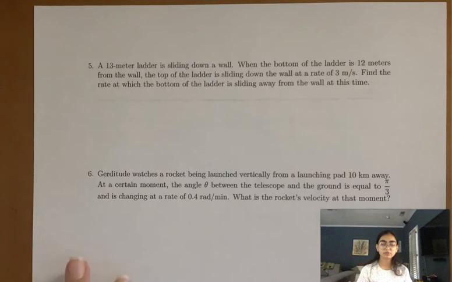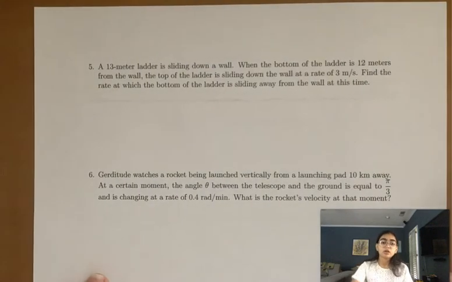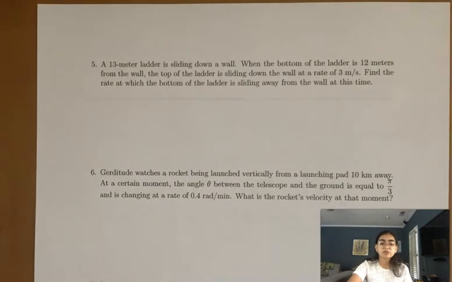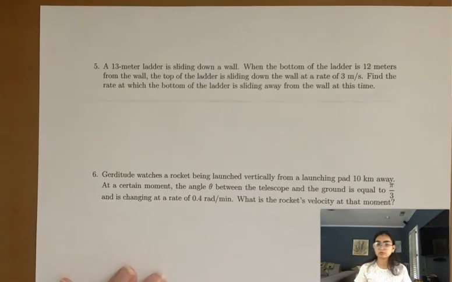So number 5 is a little bit trickier. It's not as straightforward as the other ones. In this case, we're dealing with a ladder sliding down a wall. So let's just draw a picture of what we think this ladder sliding down a wall looks like, and then maybe we can find a formula that'll work in our case.